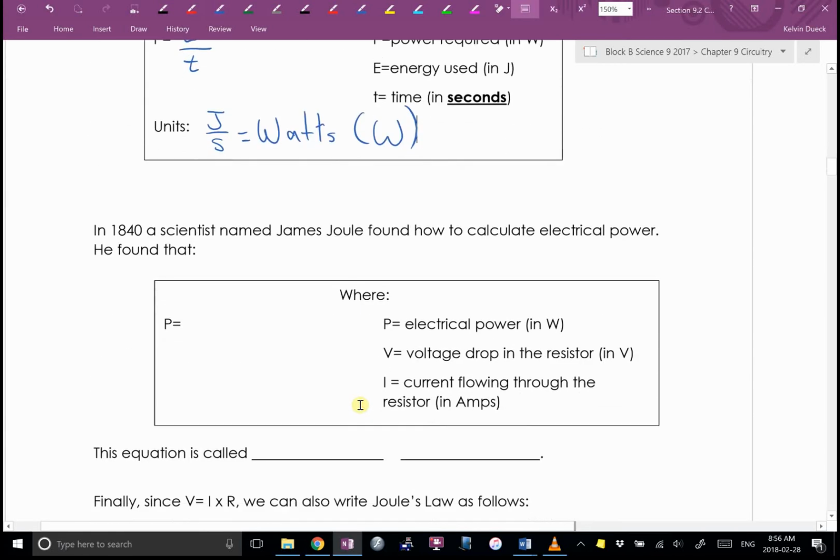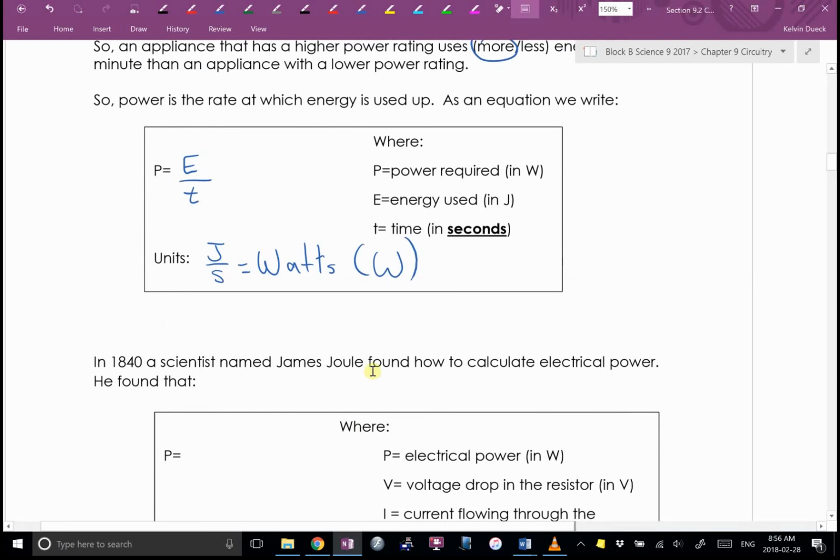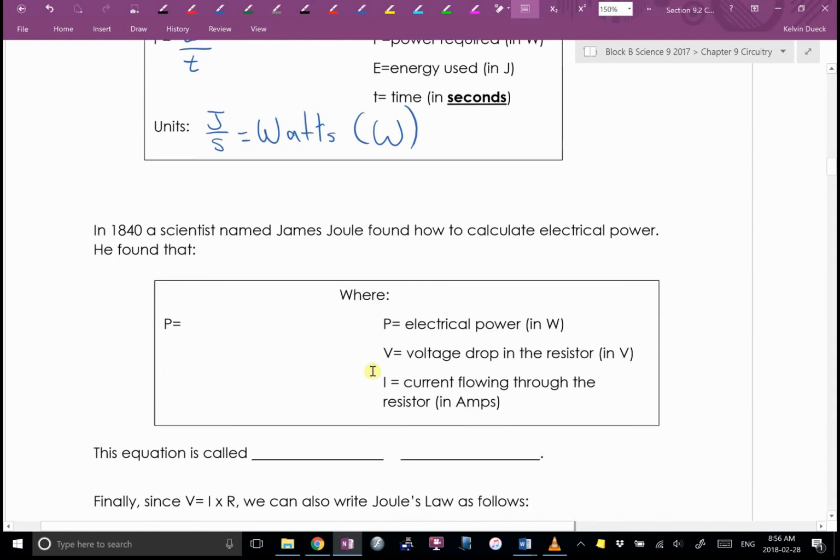In 1840, a scientist named James Joule, after whom we've named the unit for energy, found how to calculate electrical power. So power in general is the amount of energy divided by the time. Electrical power can be calculated by the voltage times the current. If you know how many volts an appliance needs and you know the current flowing through it, that's how many watts of power it's using.